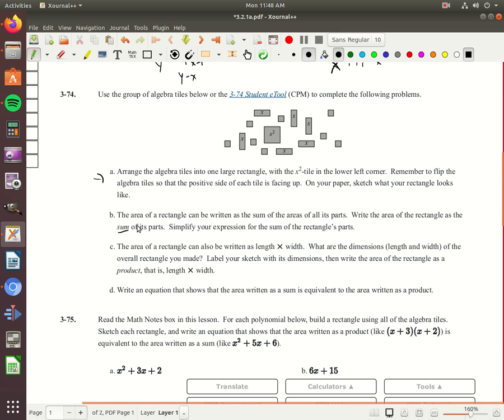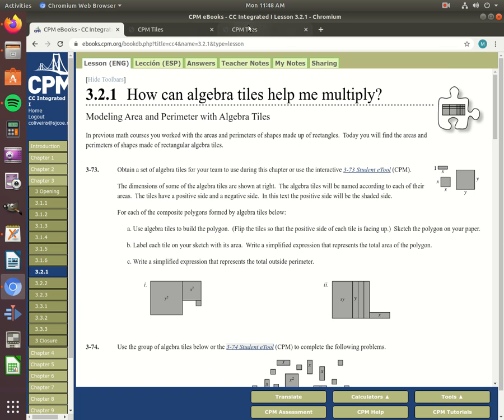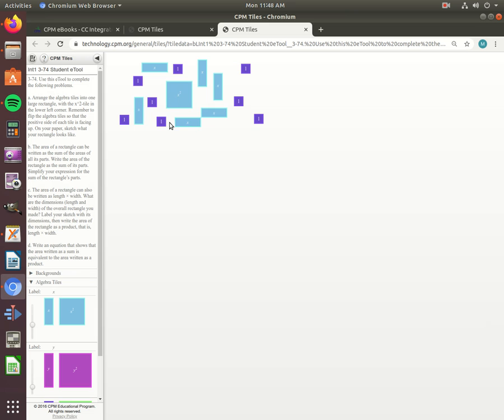So we're going to write it as the sum, and then we're going to write it as the product, and it says write the equation that shows that the area written as the sum is equivalent to the product. So this will be the product times the sum. So we'll jump over here. We have these algebra tiles. Like I said, I usually like to put the x squared on top left. And then I think if you double click them, they turn. I like to go sort of in order, just to make sure that I haven't missed any opportunities.